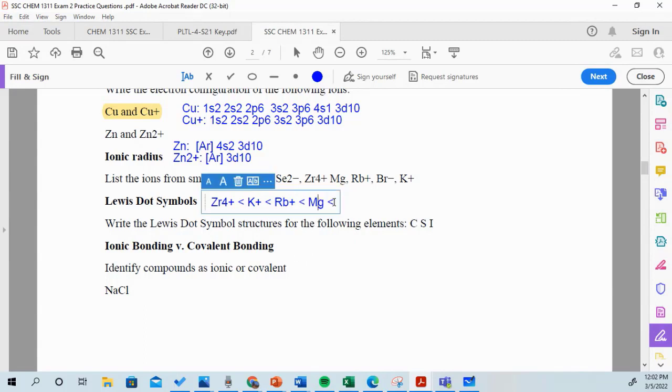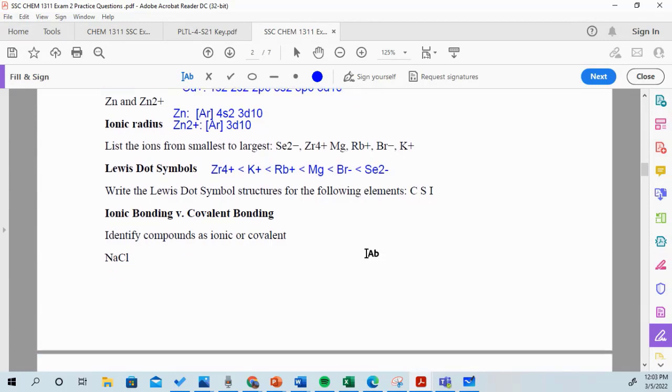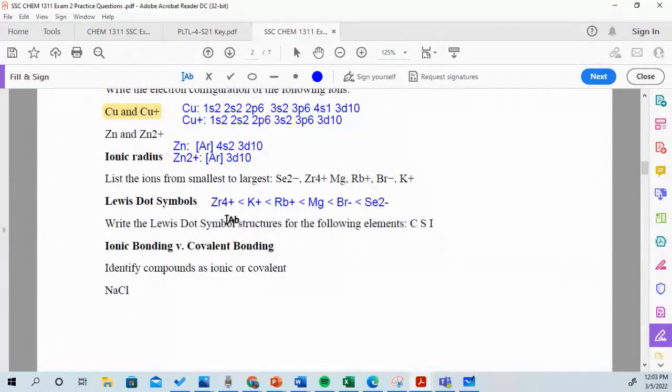Perfect, Br minus. So the greater number of gain of electrons, less pull, less Z effective, less attraction, so increase in radii. So this is Se2 minus. Awesome. Any questions on this? Okay, so main thing is, remember cations are very small. You're removing electrons. Anions tend to be larger in size.